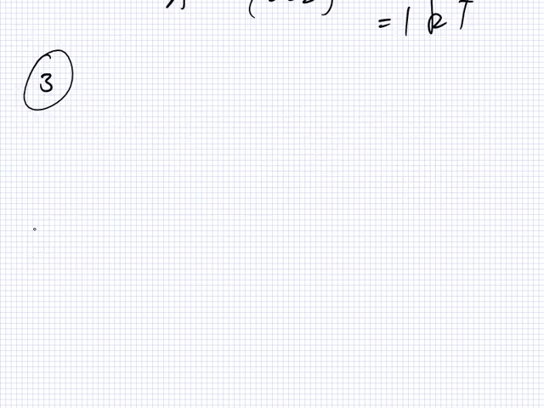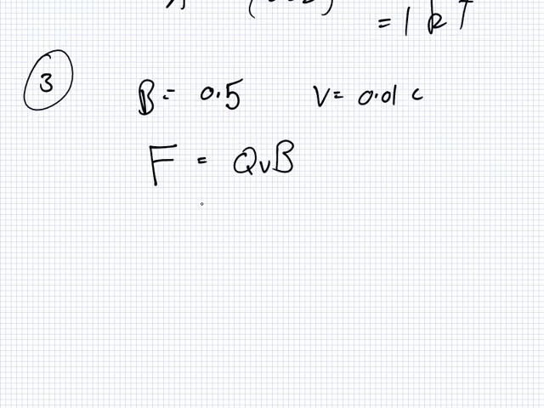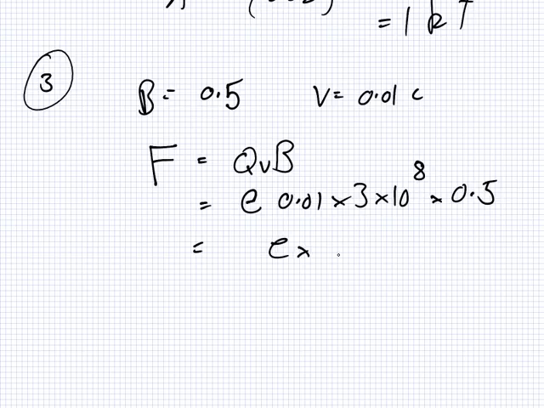An electron moves perpendicular to a magnetic field of flux density 0.5, and the velocity is 0.01 c. And what is the force? So what formula do I use here? I just need QvB, yeah. The Q is e, the v is 0.01 times 3 times 10 to the 8, isn't it? And the B is 0.5. So that would be e times 1.5 times 10 to the 6. What's the value of e?